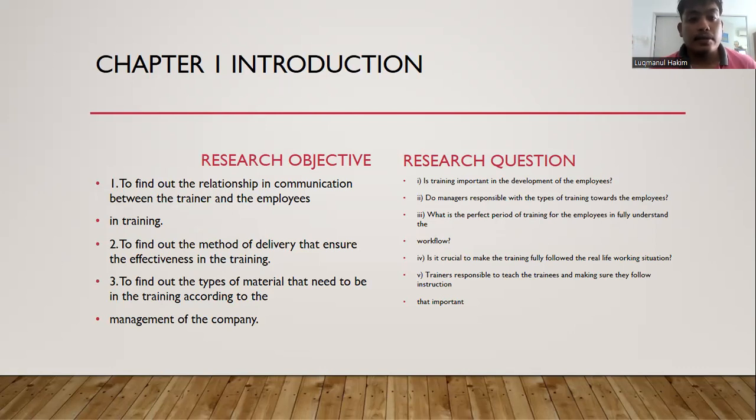The second one is to find out the method of delivery. When you are teaching and doing training, the trainers have to make sure the speech is loud enough and clear. The third one is to find out the type of material. This is for the syllabus, as I explained before. If the syllabus and the material are good enough, it will attract trainees and produce more effectiveness in the training.